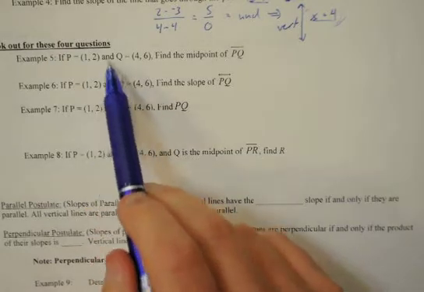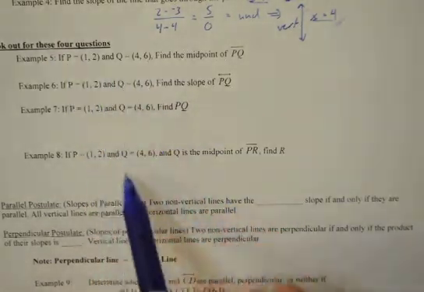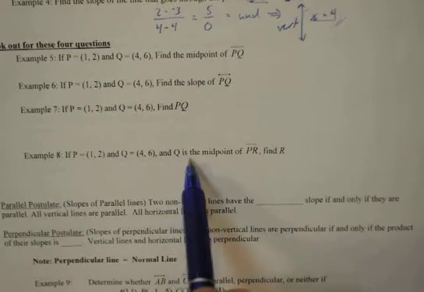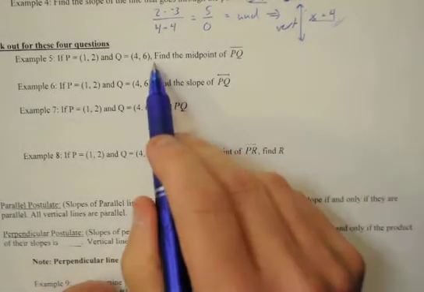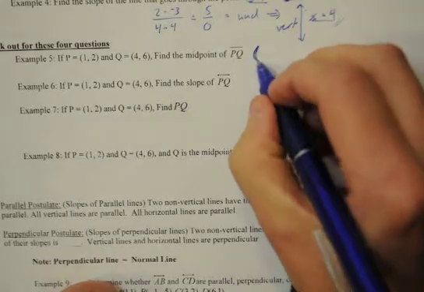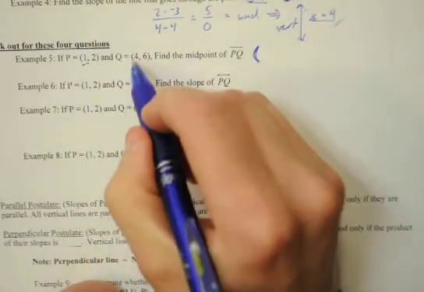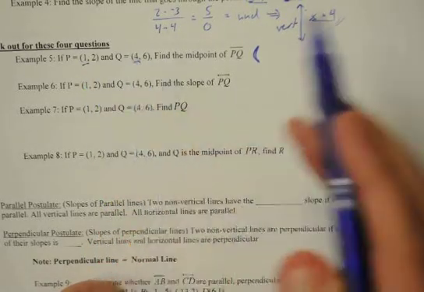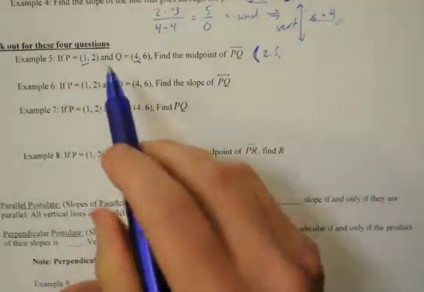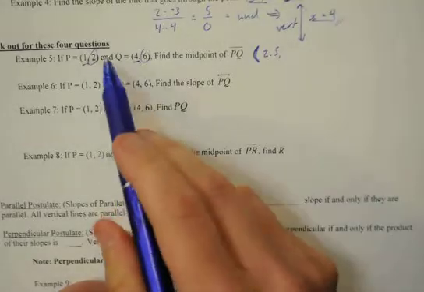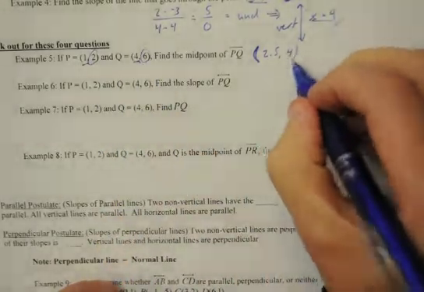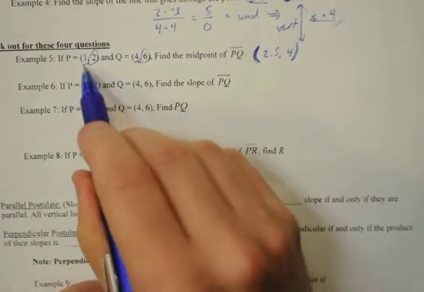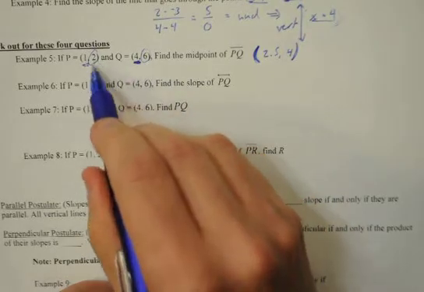Alright, look out for these 4 questions. We've got 2 points, the same P and Q for all of these. Find the midpoint, slope, length, and there's another question. So first one is find the midpoint. Literally all you're doing is averaging the x's. So what's the average of 1 and 4? 1 plus 4 divided by 2. And what is the average of 2 and 6? 2 plus 6 divided by 2. So there's your midpoint. It's right in the middle. It's in the middle of 1 and 4, and it's in the middle of 2 and 6.